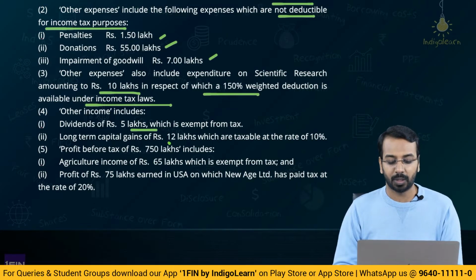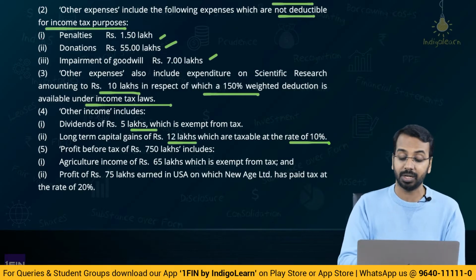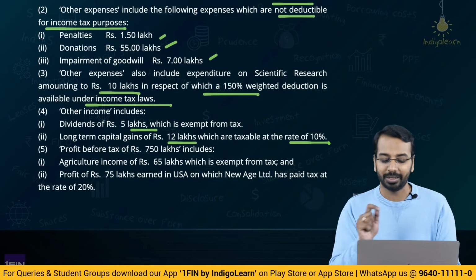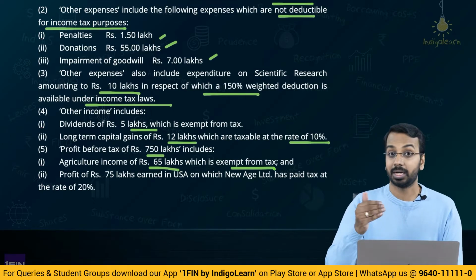Long-term capital gains of 12 lakhs, which are taxable at the rate of 10%. Here the average rate, or actual taxable bracket, is 30%. For capital gains, it is only 10%. Profit before tax of rupees 750 lakhs includes agricultural income of 65 lakhs, which is exempt from tax. So on this also, tax is not payable.